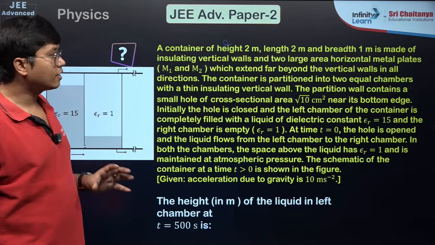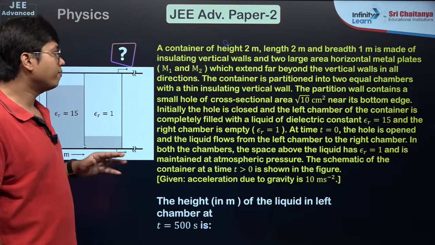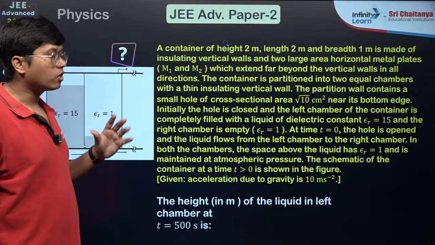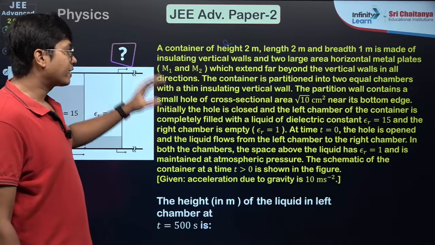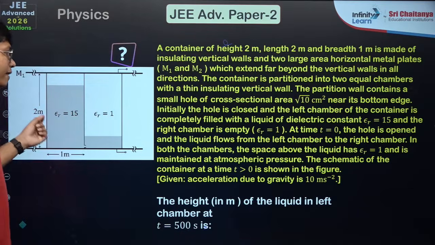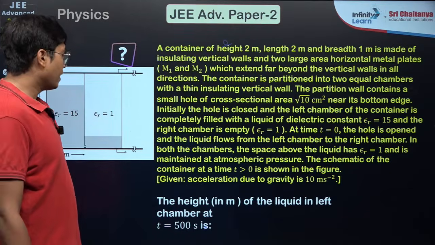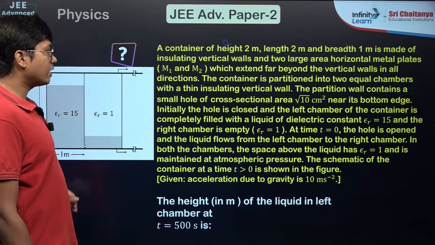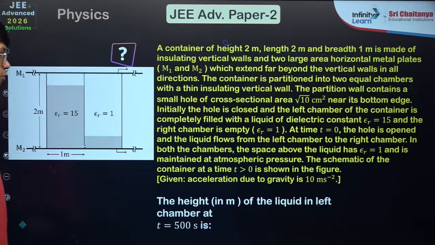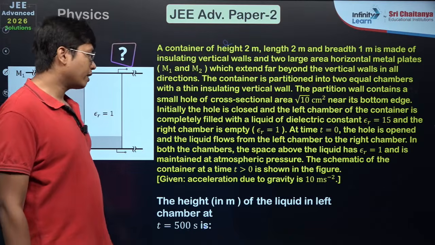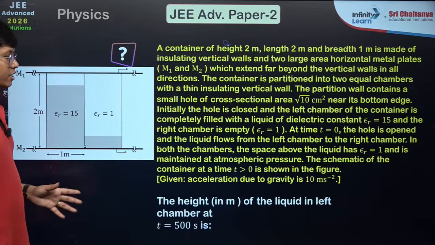Initially, the hole is closed and the left chamber of the container is completely filled with a liquid of dielectric constant 115 and the right chamber is empty. At time t equal to 0, the hole is opened and liquid flows from the left chamber to the right. In both the chambers, the space above the liquid is empty space and is maintained at atmospheric pressure. A schematic of the diagram for t greater than 0 is shown, and acceleration due to gravity is given.